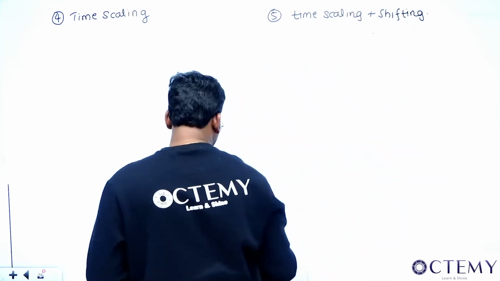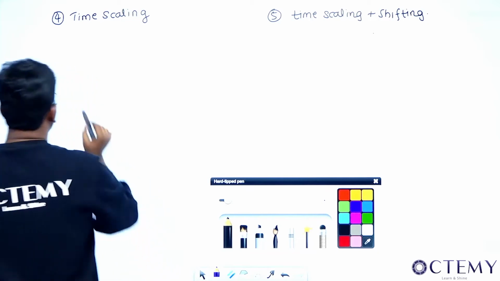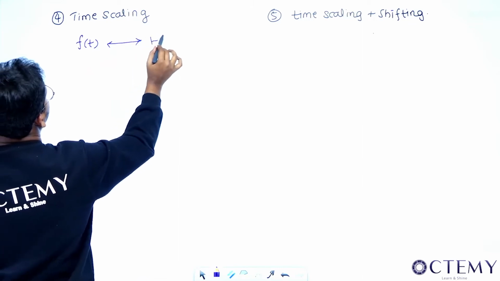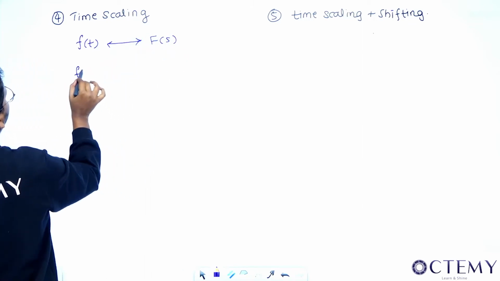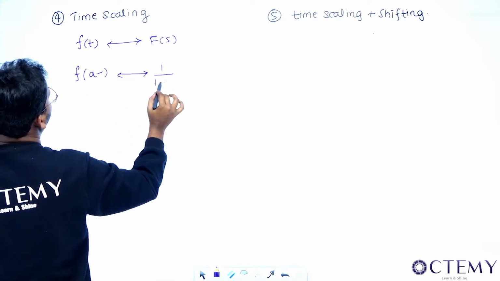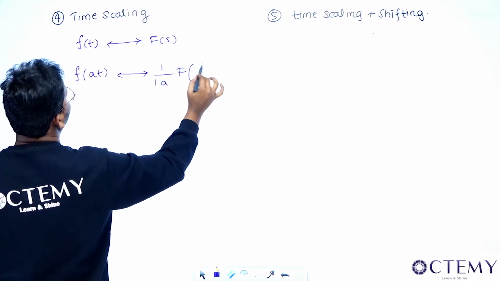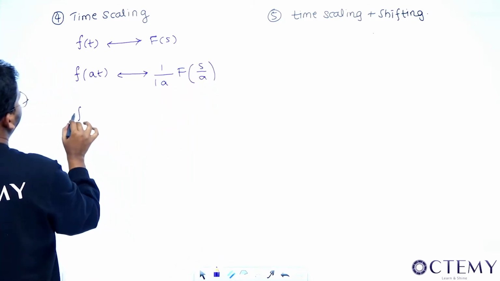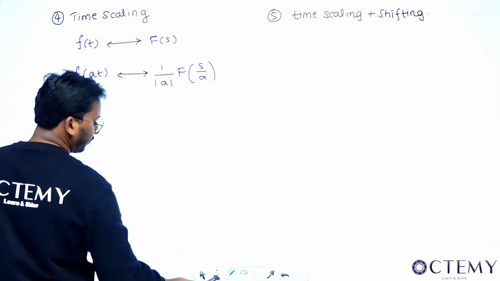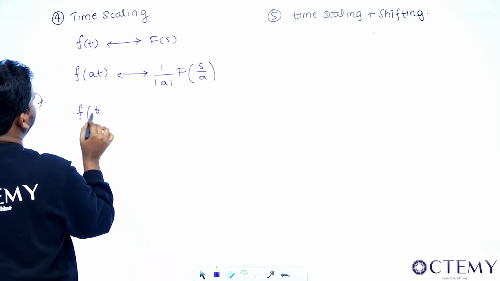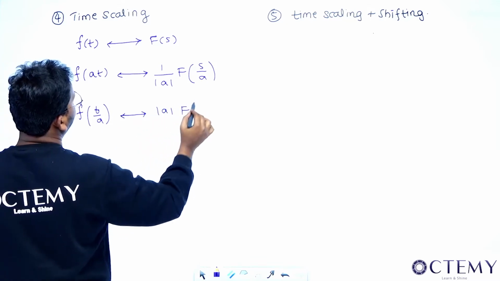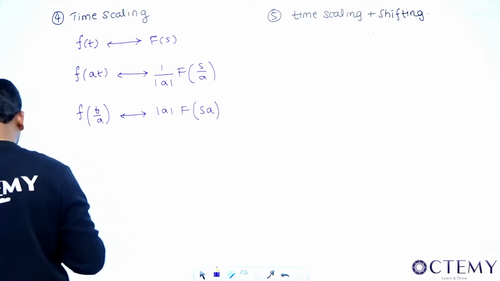See, sir, what is this? If you want to see this, it will be like this, sir. If the Laplace of f of t is F of s, then the Laplace of f of at will become 1 by modulus of a, F of s by a. Or if you write f of t by a, it is not a by t, sir. Then it becomes modulus of a into F of sa. Right? This is what it becomes, sir.